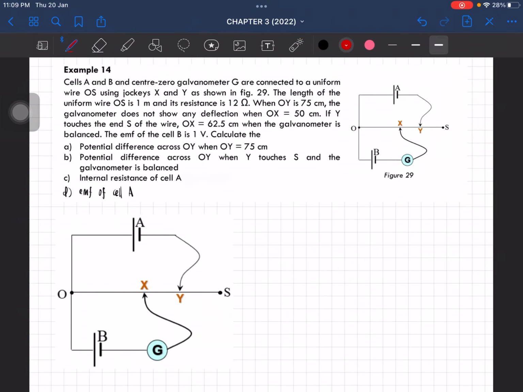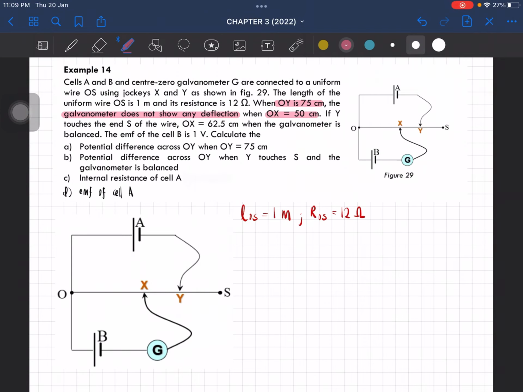Okay, so what do we have? We have the length of the wire, which is equal to 1 meter, and then we have the resistance of the wire, which is 12 ohm. So when the length of OY is 75 centimeter, the galvanometer does not show any deflection when OX is equal to 50 centimeter. That means G is equal to 0 at that point.